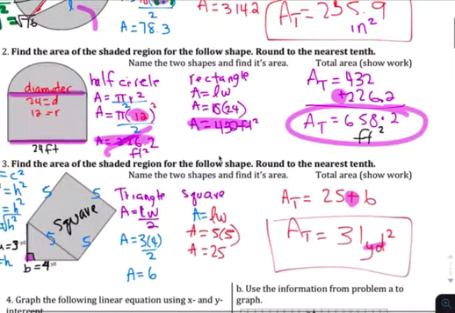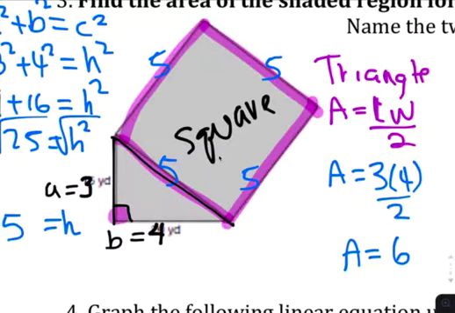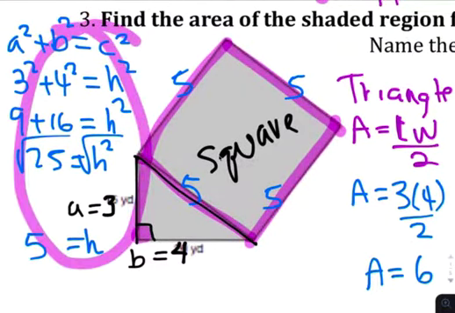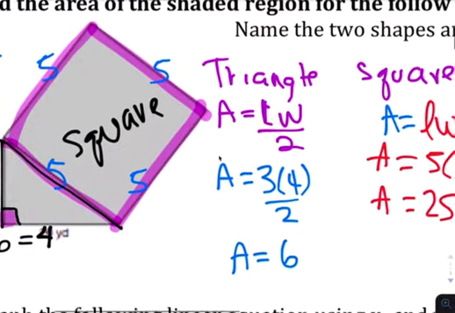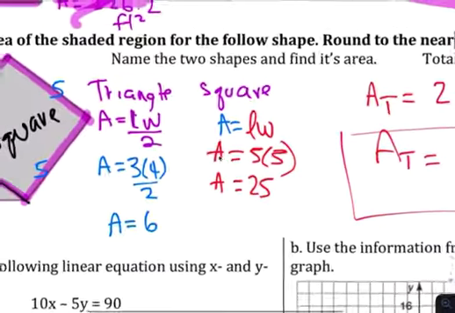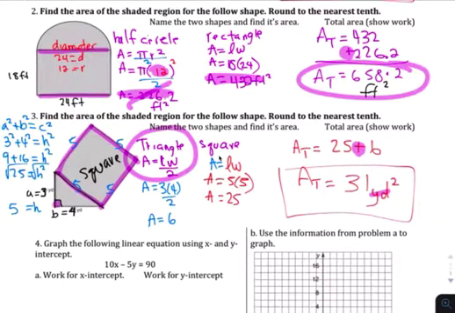Same thing here, you had to do the Pythagorean theorem because this side is missing. You had to find the side of the square by doing the Pythagorean theorem, which is right there. Then you can find the area of the square, which is 5 times 5, which is 25. And the triangle's length times width divided by 2, you get 6, and you end up adding them.